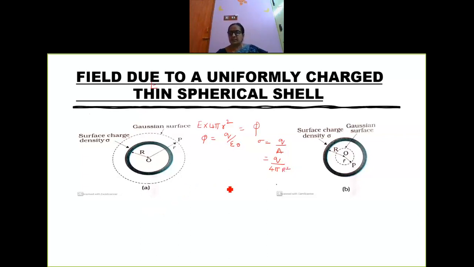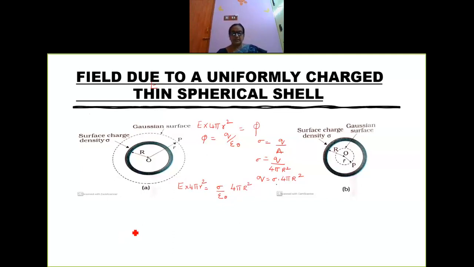So I can write the value of, now here I will write again sigma. So the value of Q will be sigma into 4 pi r square. Is it clear? Now I am going to substitute the value of Q. So E into 4 pi r square equal to sigma by epsilon naught 4 pi r square.